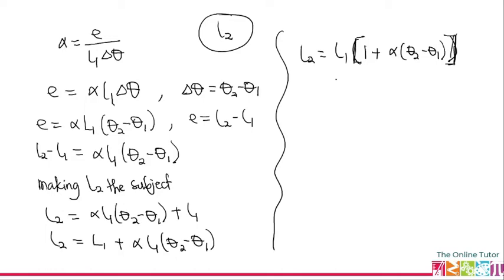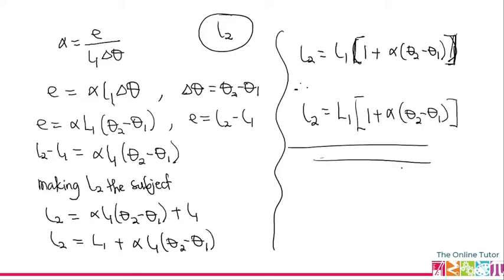So from here we can see that if we expand this bracket, L1 multiplied by 1 will give us L1. L1 multiplied by alpha into bracket theta 2 minus theta 1 will give us alpha L1 (theta 2 minus theta 1). So we can finally say, therefore, our new length after the temperature has been increased from theta 1 to theta 2 to cause the expansion of the metal is equal to L1 into bracket 1 plus alpha multiplied by (theta 2 minus theta 1), bracket close.